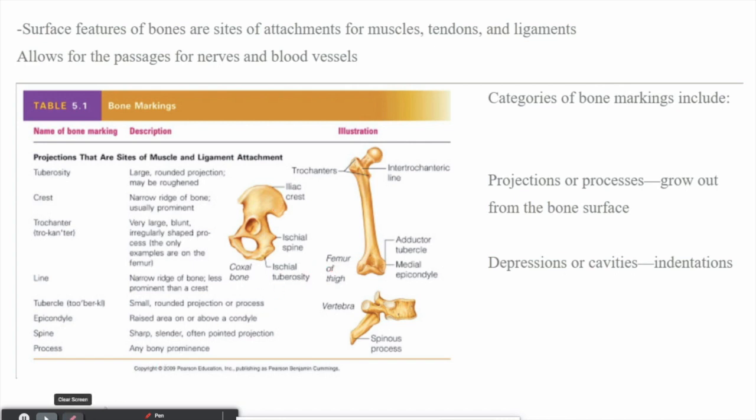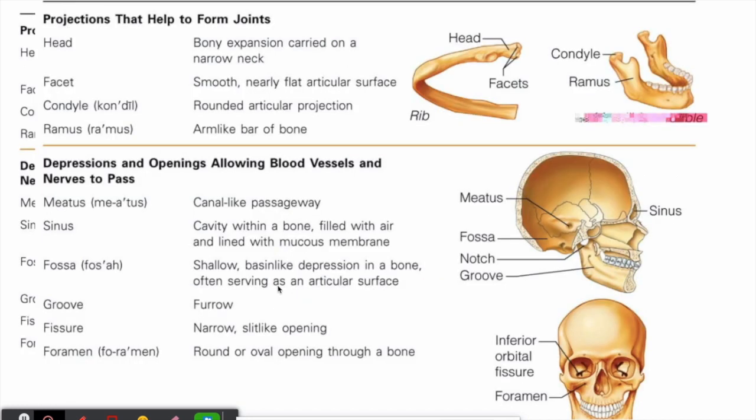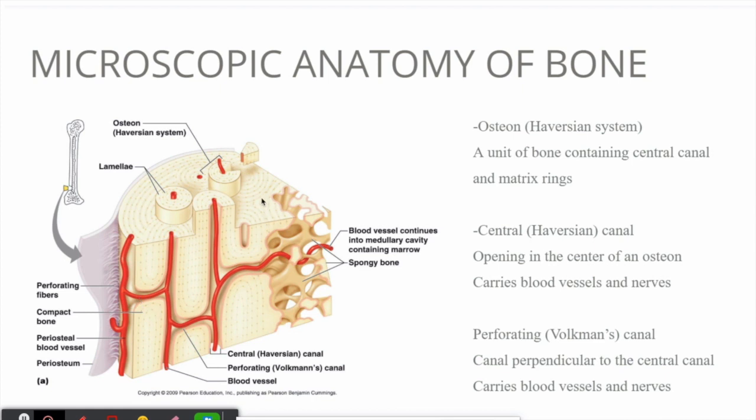Okay, so make sure that you go through those on your own, and also when I go through them as well. So here are more of them. Okay, heads, facets, condyles, ramus, meatus, sinuses. I'm going to say all these words when I go through the different parts of the skeletal system, but I need you to do some work on your own and really get the definitions of these down. So when you take the exam, you know what I'm talking about.